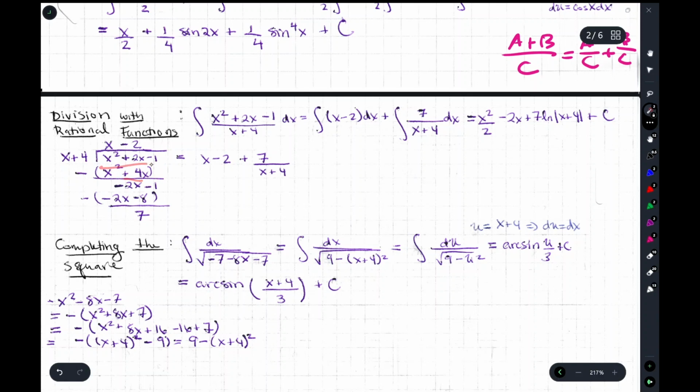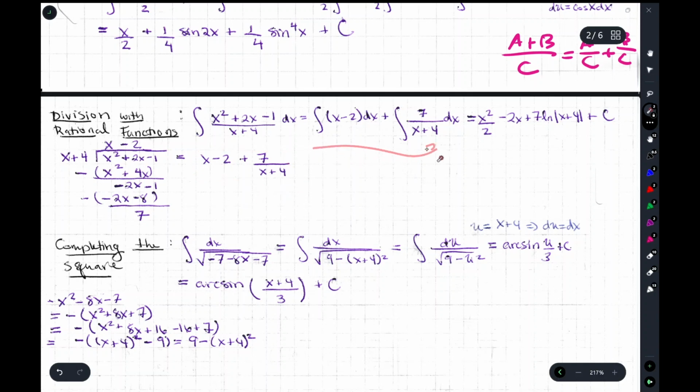So x plus 4 times x is this term here. Subtract that term from the original term you're dividing from, and you get minus 2x minus 1. Then how many times does x go into negative 2x minus 1? It goes in there minus 2 times, and then x plus 4 times negative 2 is negative 2x minus 8. Subtract that from what we were left with here, and you get 7. Now x doesn't go into 7, so you have a remainder term. So you get x minus 2 plus 7 over x plus 4.